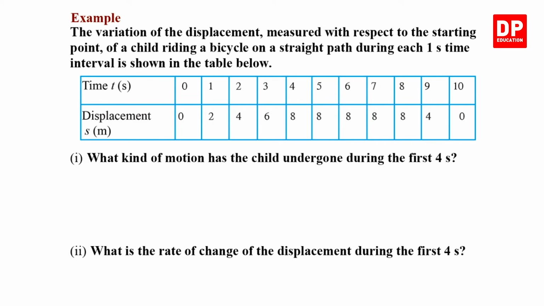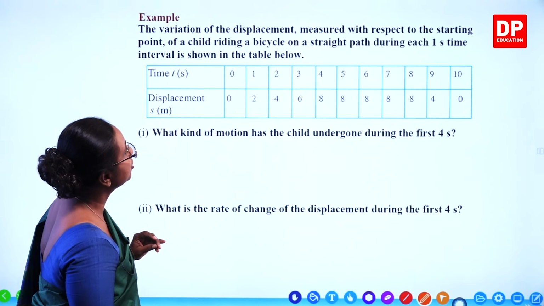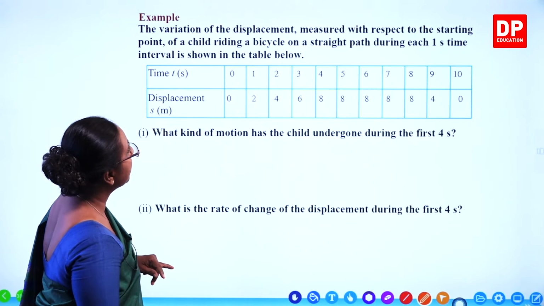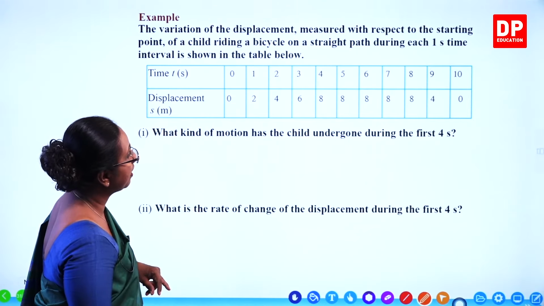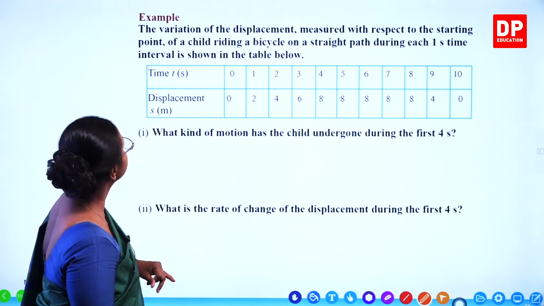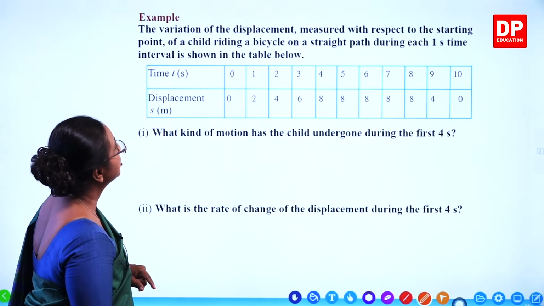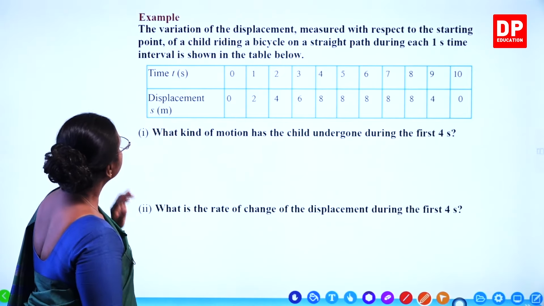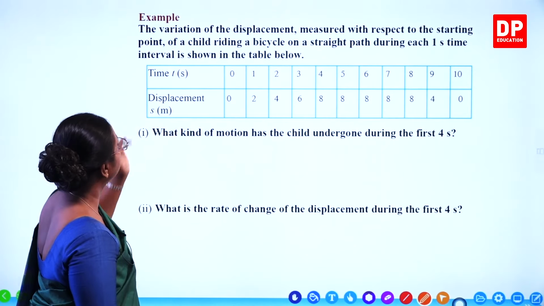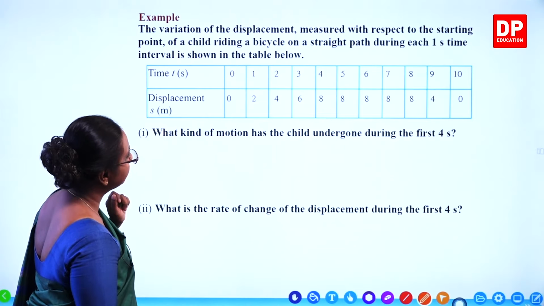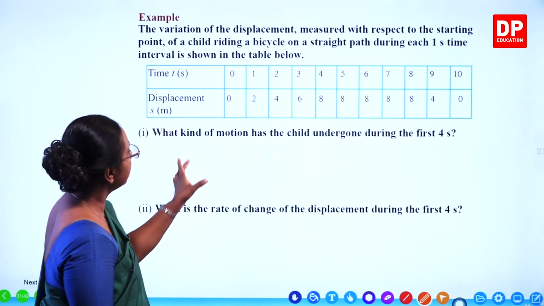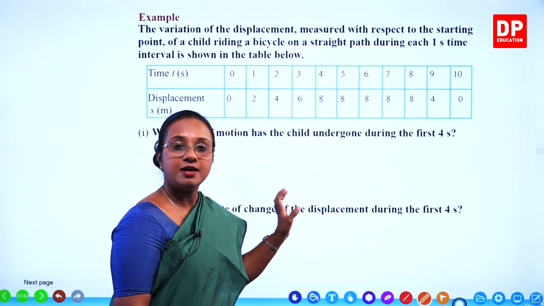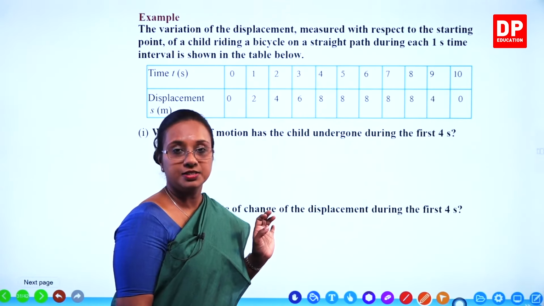The variation of the displacement measured with respect to the starting point of a child riding a bicycle on a straight path during each 1 second time interval is shown in the table below. So if you look at this data, they have given you the displacement with time and you can see there are different regions where there is a difference in displacement.